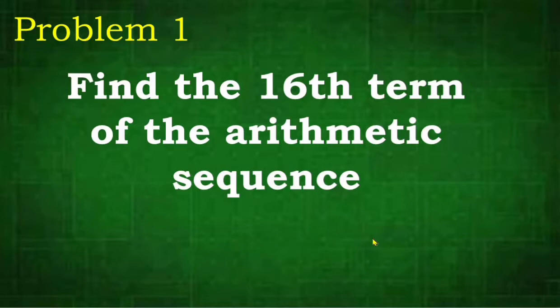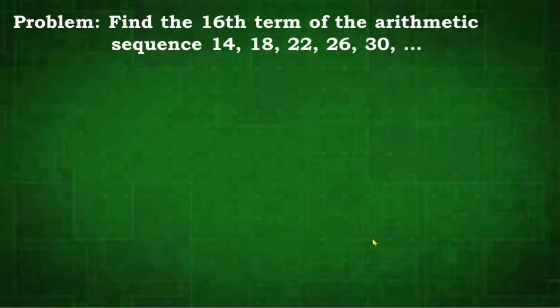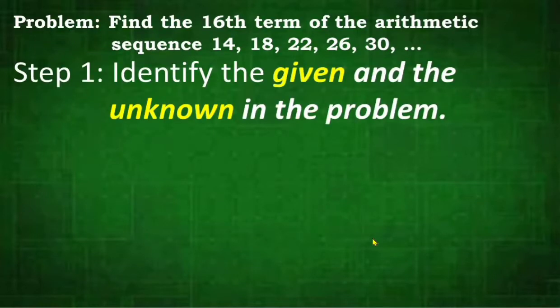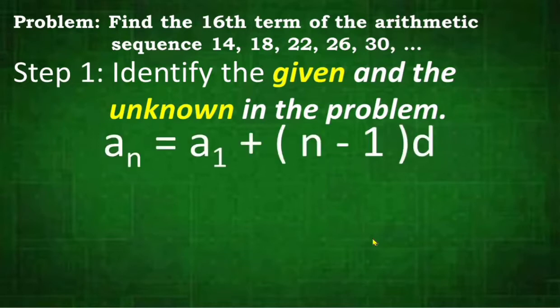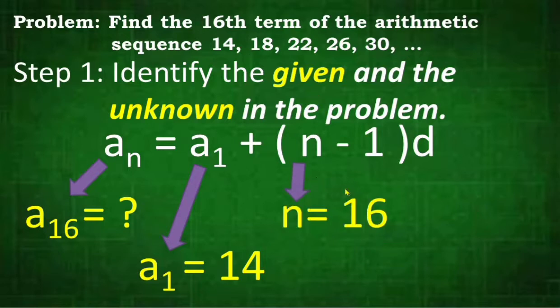Find the 16th term of the arithmetic sequence 14, 18, 22, 26, 30, and so on. To solve that, let us have the first step. Identify the given and the unknown in the problem. So, in our formula, a sub 16 is the unknown, a sub 1 is equal to 14, n is equal to 16, and d is equal to 4. Why 4? Because 18 minus 14 is 4. 22 minus 18 is 4.